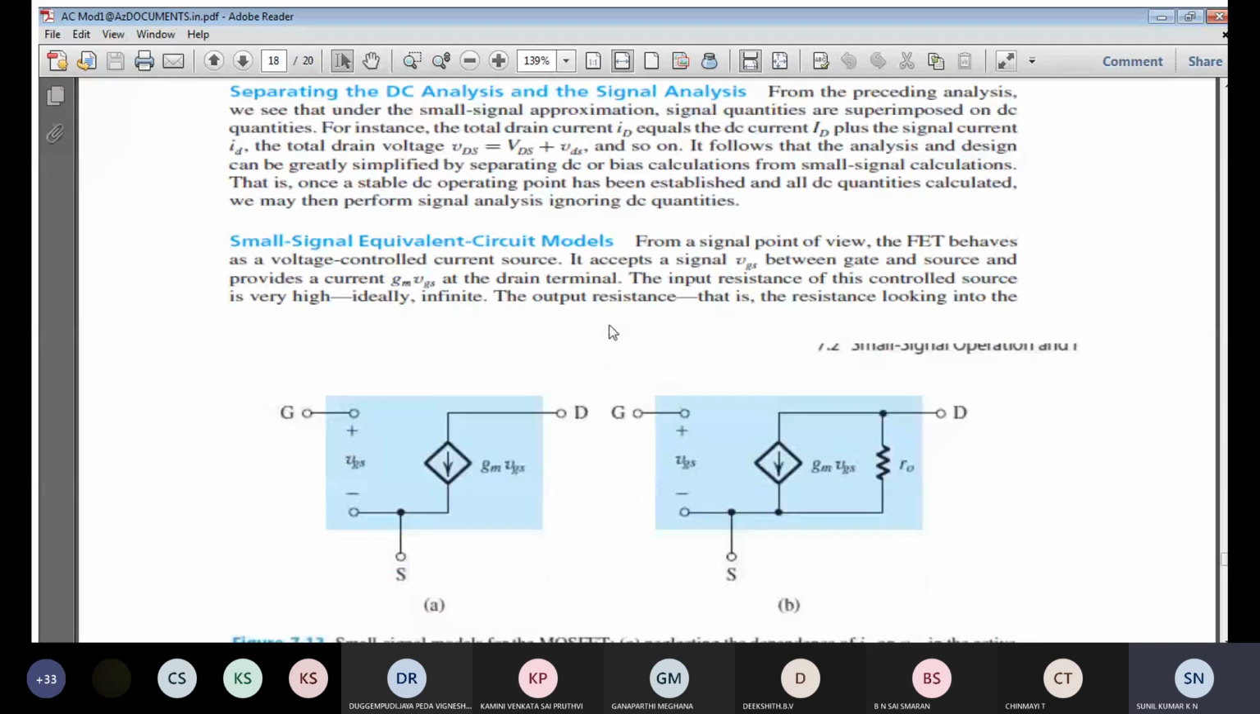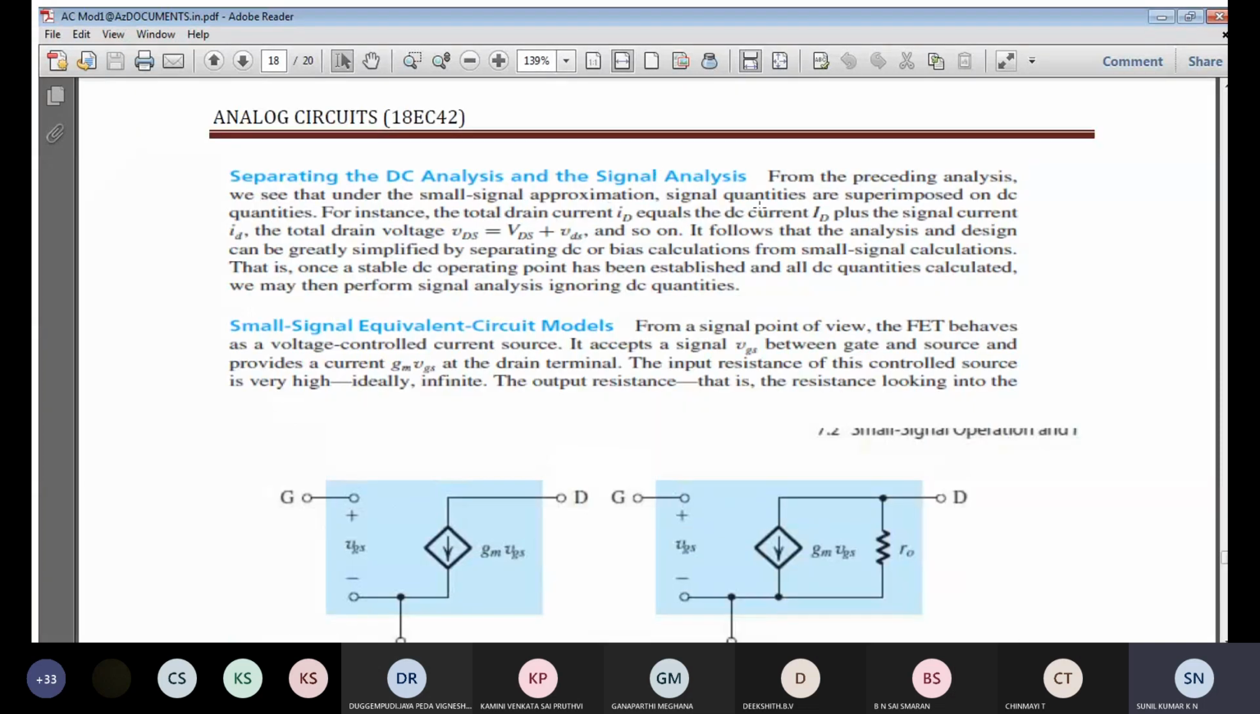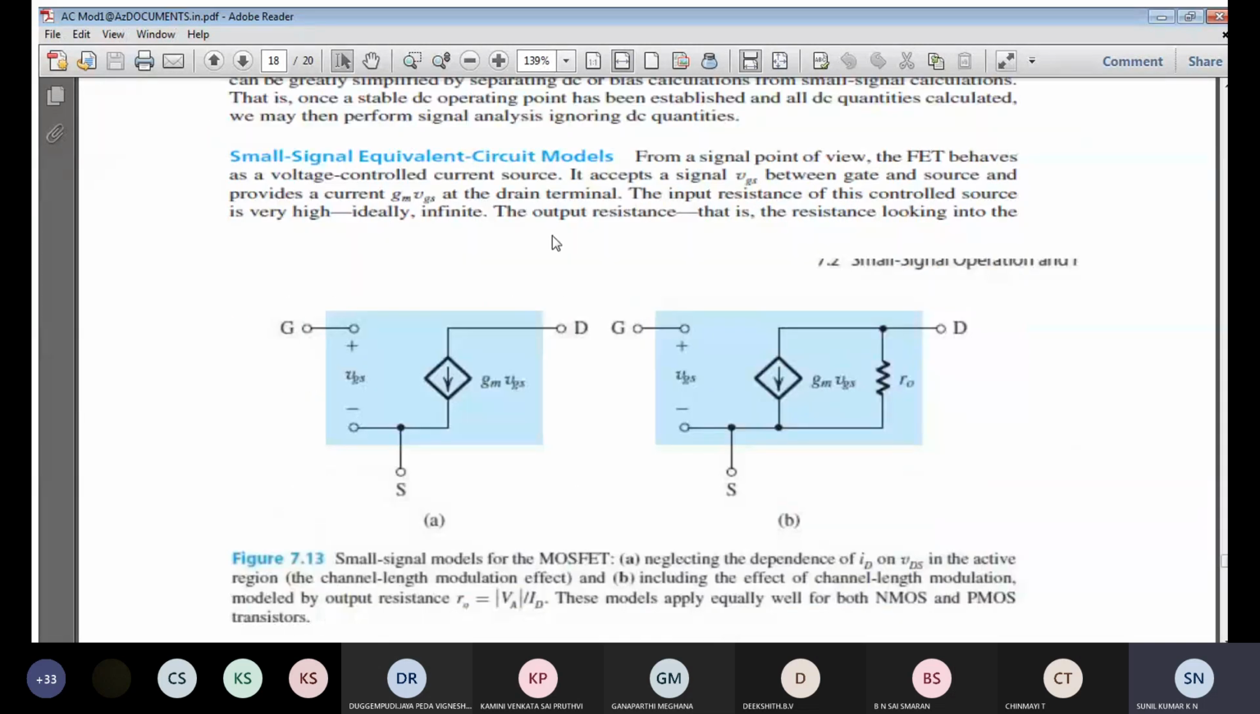After that we have seen separating the DC and signal analysis. In separating the DC analysis and the signal analysis, we are going to remove the DC content and apply only a model which is going to function for the FET, replacing the FET with the DC small signal operation model.